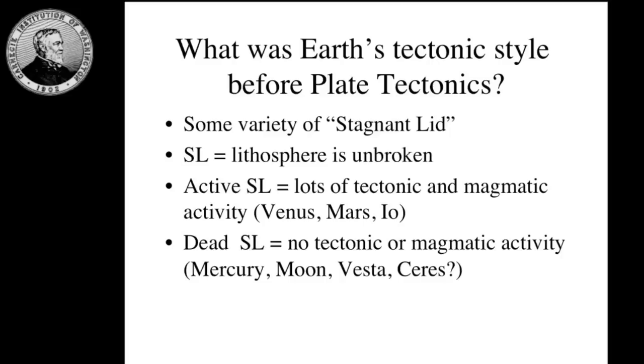And stagnant lid maybe is an unfortunate term, but basically what it means is the lithosphere is one piece and it completely surrounds the planet. So you can have active stagnant lid and you can have dead stagnant lid. So let's take dead first. I think everybody knows what that is. There's no tectonic or magmatic activity.